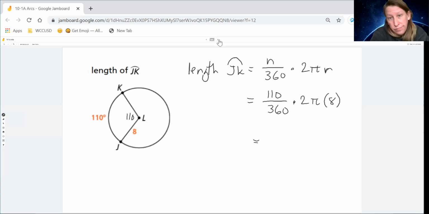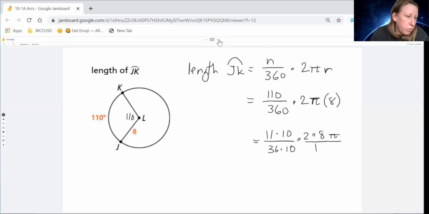From here, if you want to practice your fractions, it's a really good idea. And I will show you some of the fraction work. So I see this as 11 times 10, and I see this as 36 times 10. The 2 and the 8 I'm going to put next to each other, and those are in the numerator. And the pi is also in the numerator, or we can put it next to the fraction. 10 divided by 10 is 1. Do you see any other places to make a 1 here?